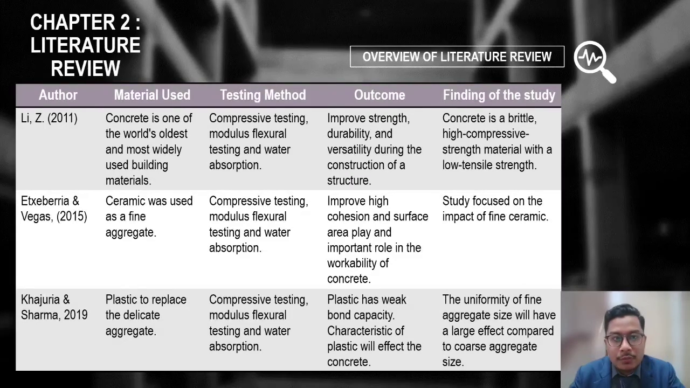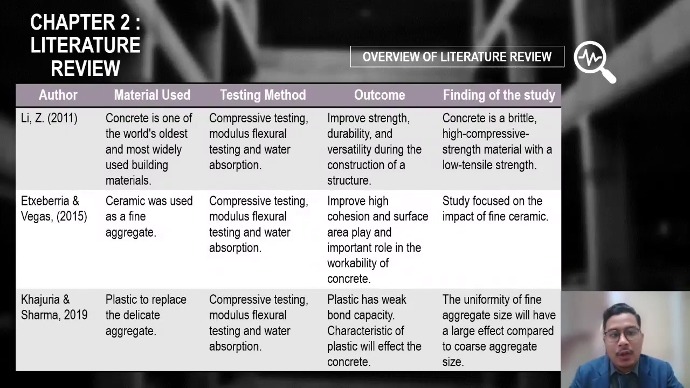So the first one is by Lee.Z in 2011. He said that concrete is one of the world's oldest and most widely used building materials. To determine the hardness of concrete, he used compressive testing, modulus of rupture testing, and water absorption to test the fresh concrete properties. The outcome was improved strength, durability, and visibility during the construction of the structure. What I can conclude from this research is that concrete is a brittle material with high compressive strength and low tensile strength.